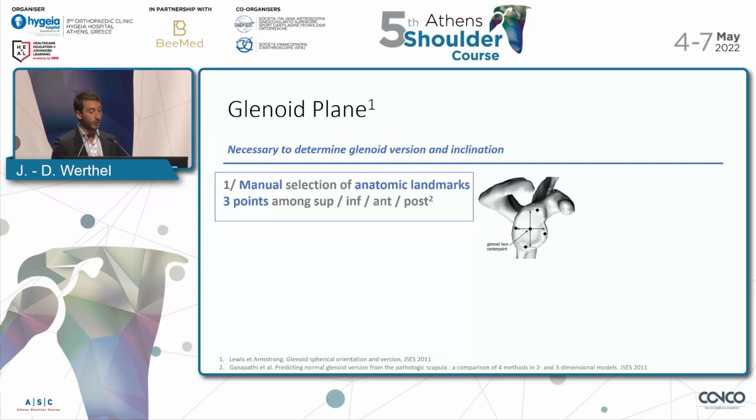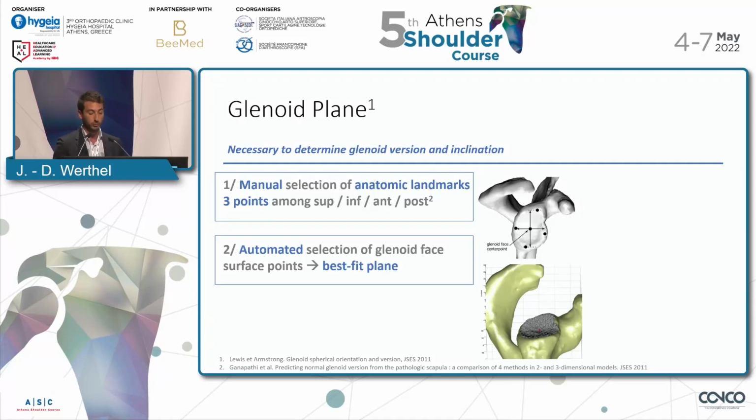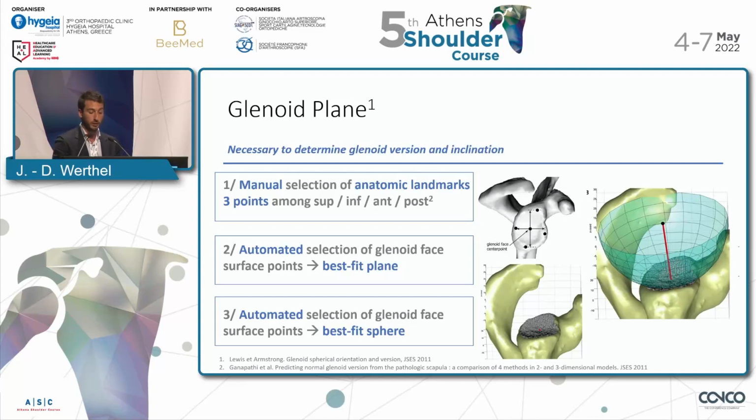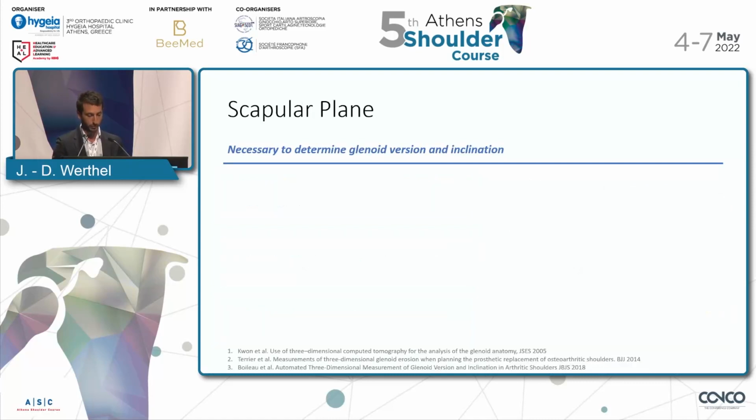The first method is manual selection of anatomic landmarks. So you pick manually, it's an engineer typically who does that. You pick 3 points among the 4 points that are here, the superior, inferior, anterior, and posterior points of the glenoid. Or you can use an automated selection of the glenoid face surface points. So the machine identifies all the points, a cloud of points on the surface of the scapula, and then it's going to be able to determine the best fit plane. Or you can use the same method, but instead of determining the best fit plane, you can use the best fit sphere, which may seem a little bit more logical for a surface that is concave and not completely plane, even though some surgeons try to make it completely plane when they ream.